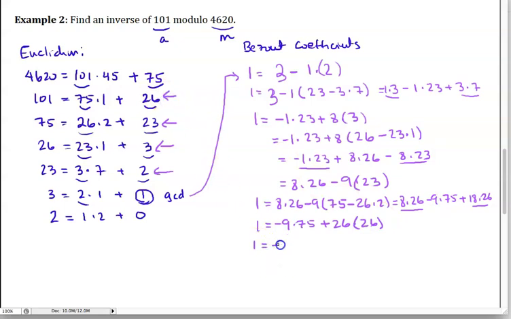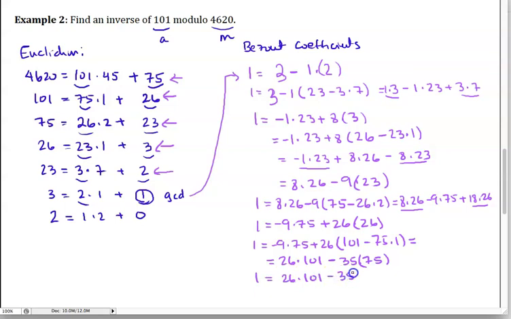All right, plug in for 26 from here. So 1 equals negative 9 times 75 plus 26 times 101 minus 75 times 1, which is, let's see if I can do this in one step, 26 times 101 minus, so I have the 9 and the 26 times 1, 9 plus 26 is 35 times 75. All right, final step here, plug in for 75 from here. I get 1 is 26 times 101 minus 35 times 4620 minus 101 times 45.